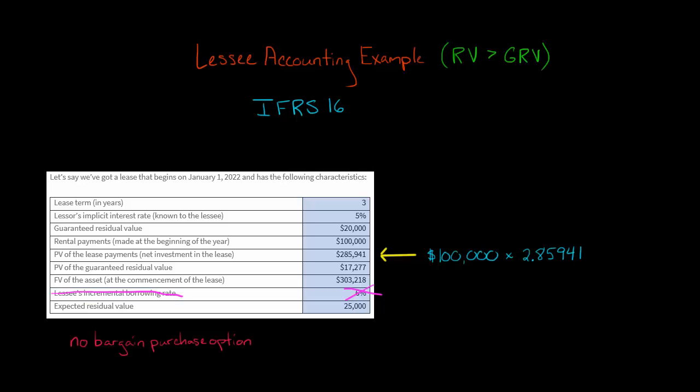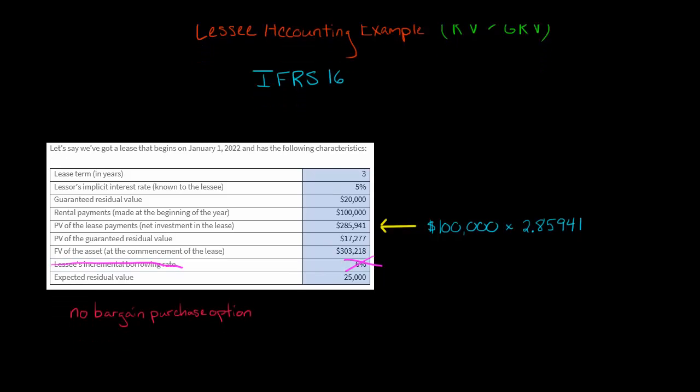$285,941. Now, if you were to take the present value of the guaranteed residual value, okay, so it was $20,000, but you take the present value of that, $17,277. You add these two together, you would get the fair value of the asset, $303,218. But you don't have to worry about that because that's not going to affect our calculations for the lease liability or the table we're going to do or anything like that. I just thought I would mention that to you if you're curious about the fair value of the asset.